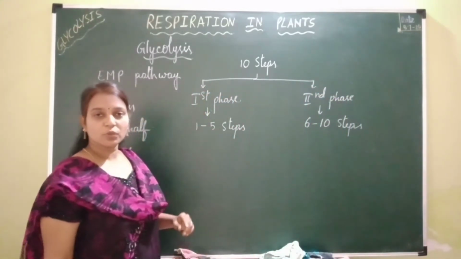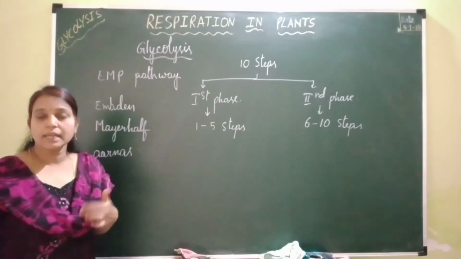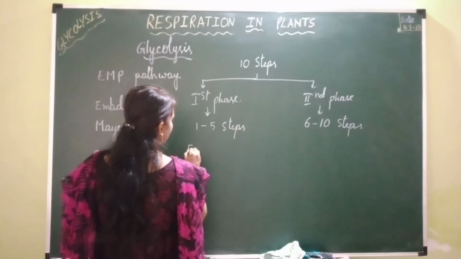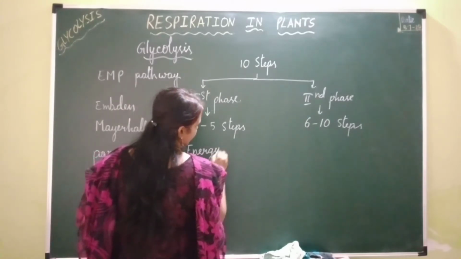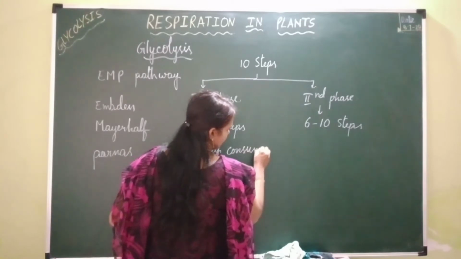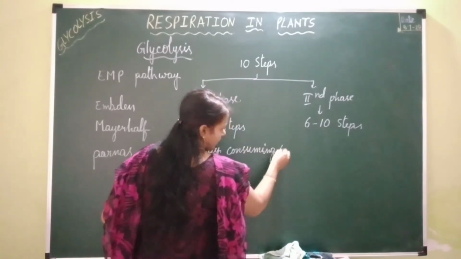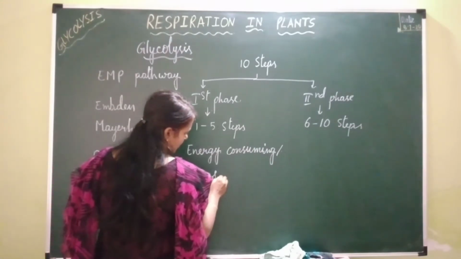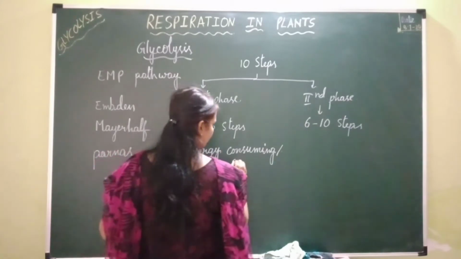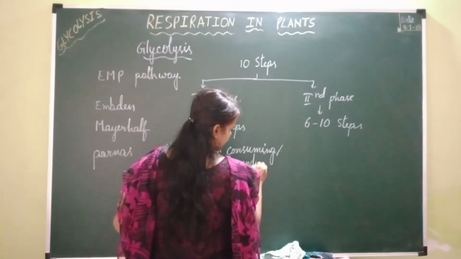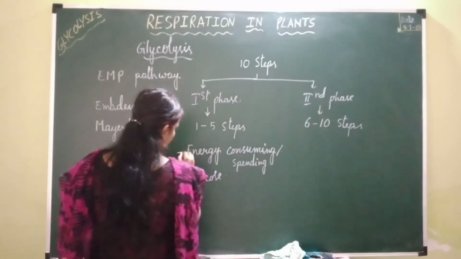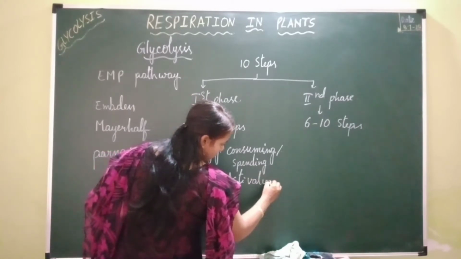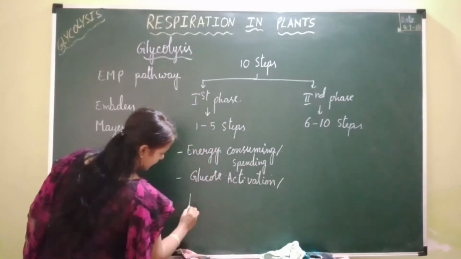Okay, so what happens during this first phase of this pathway? Energy is consumed. Hence this phase is also called the energy consuming phase, or it is also called the glucose activation phase. Energy consuming, or we can say energy spending phase. And it is also called the glucose activation phase, and it is also called the preparatory phase.